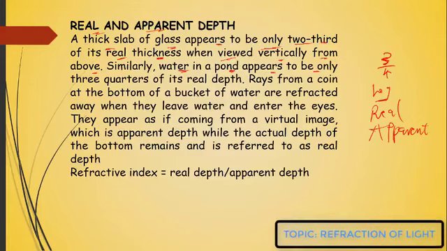So refractive index is given as real depth over apparent depth. Real depth is the actual depth of the material, where if that material is 5 meters deep, it is 5 meters deep really. But apparent depth is how it appears to the eye as a result of refraction of light traveling from a less dense medium, which is air, to a more dense medium, which is water.